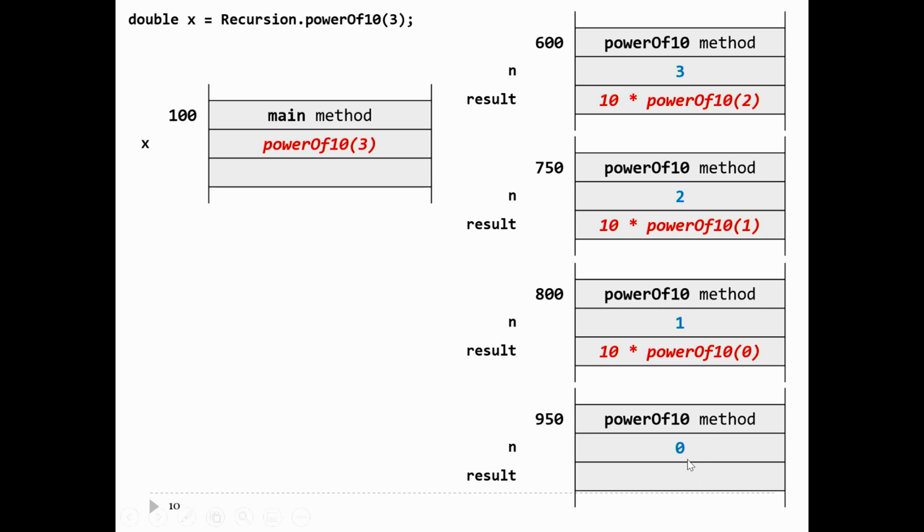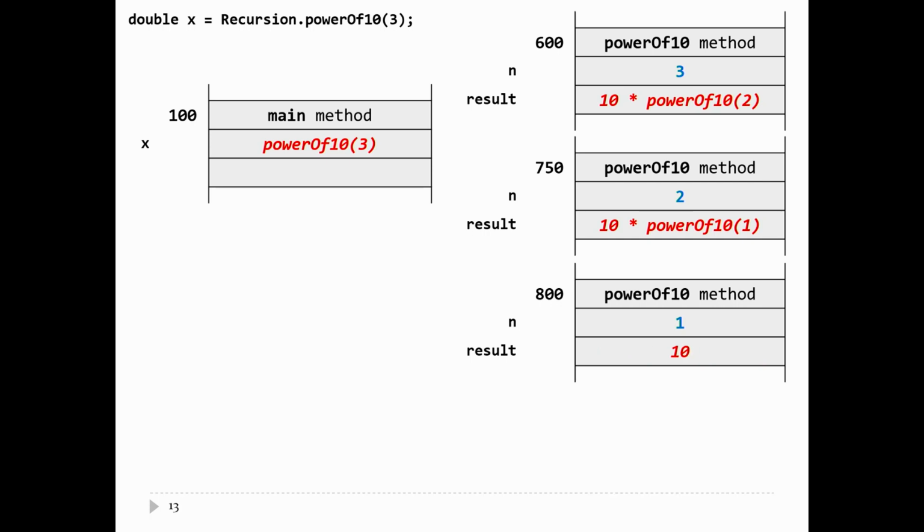Okay, now we've reached a base case. We've got the case 0, so we know what the answer is for result. The answer for result is 1. Now the fourth version of the method can finish running, and it returns its result 1 back to the caller. So that 1 gets copied and replaces power of 10 of 0. That method finishes running, returns its result, and then it goes away, so the memory allocated for it disappears.